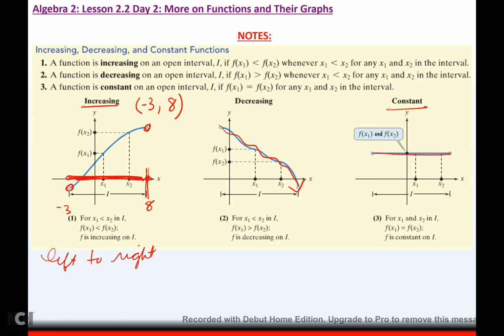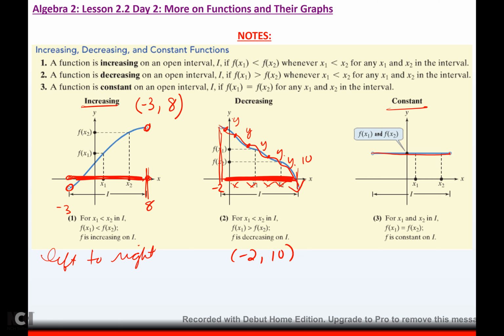Okay, this one, again, let's say that this was at -2 and this was at, I don't know, 10. So this is decreasing on this interval on the x-axis. In other words, this point has a certain y value, and this point has a y value that's smaller, and this point has a y value that's smaller. For every x in this interval, the y keeps getting smaller and smaller. So it's decreasing on the interval from -2 to 10.